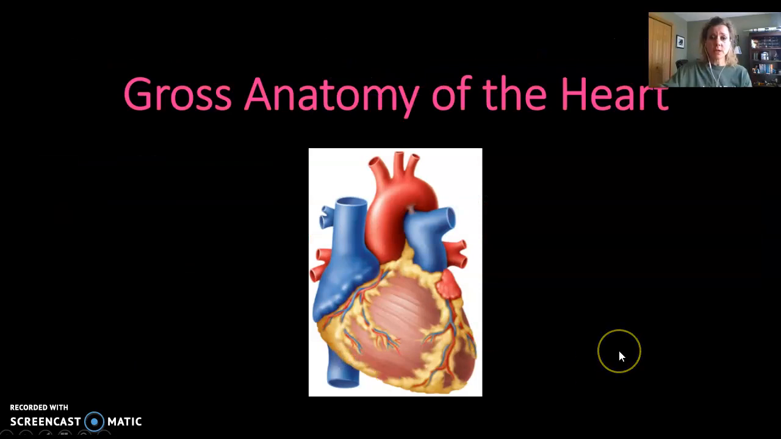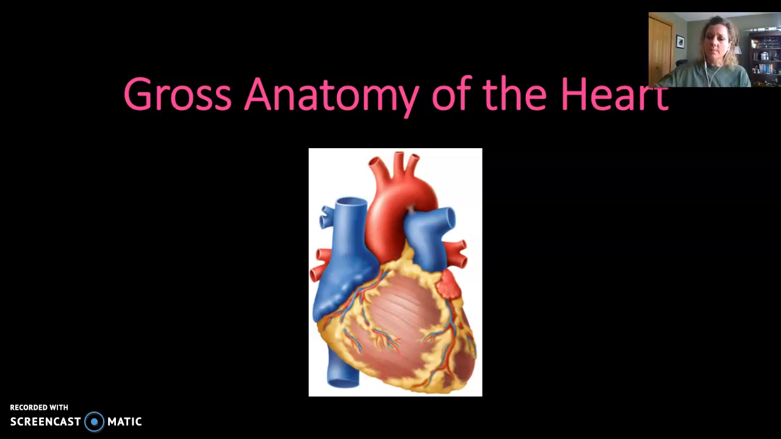All right, now we're going to talk about the gross anatomy of the heart. And when we talk about gross anatomy, we're talking about features that we can observe with the naked eye. And so as we look at this picture of the heart, we're looking at the anterior side of the heart. So it is as if somebody is standing in front of you. This is what their heart would look like in their chest if you had X-ray vision and you could see it.